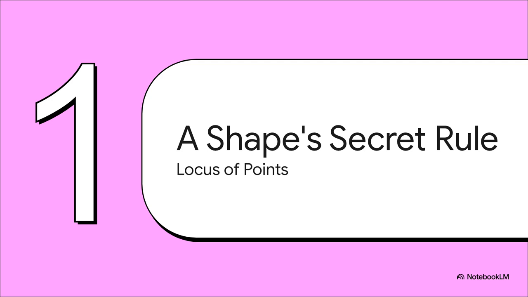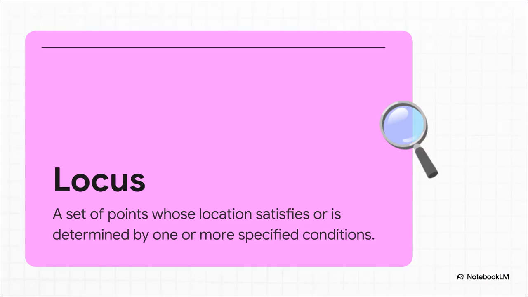So, how can a simple little instruction generate such complex and beautiful shapes? Well, the answer lies in this really powerful idea called a locus of points. Now, locus sounds fancy, but it's just a way of describing a shape by the rule that all of its points have to follow. Think about a circle for a second. It's just the collection, the locus, of all the points that are the exact same distance from a single center point. The rule creates the shape.